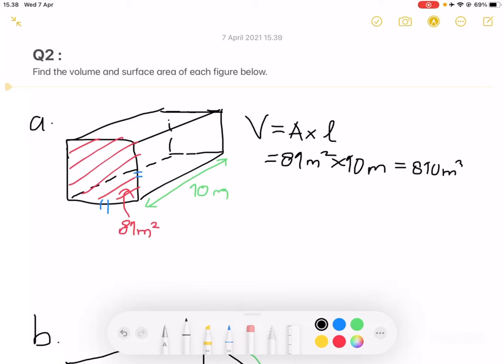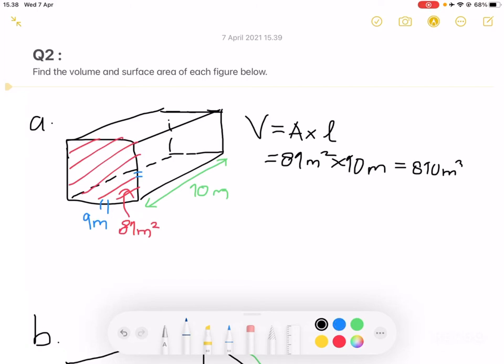Now to calculate the surface area, we need to find the length of the square here. Notice that this is a square because it has equal sides on here and here. And that is not too hard, because notice you can just take the square root of 81 meters squared, and that will give us our side length being 9 meters.